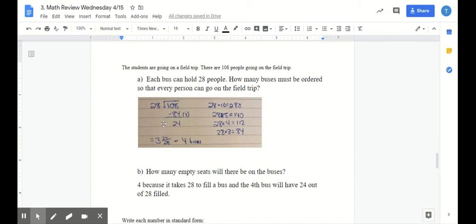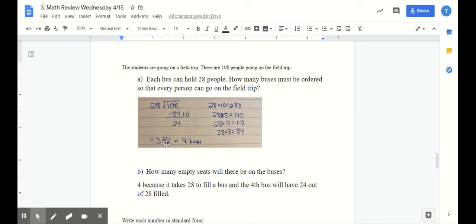So I realized that I needed to subtract my largest group possible of 84 from 108. So that got me three groups already of 28 people fitting on buses. But I still have 24 left over. Can we leave all 24 people out? No. So we need all 108 people to go on this bus.